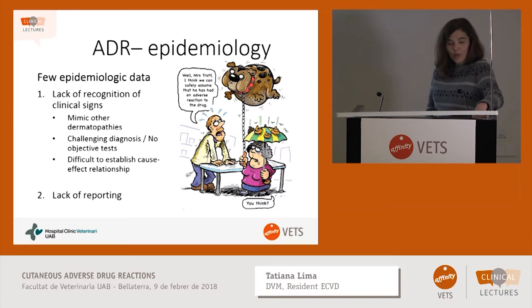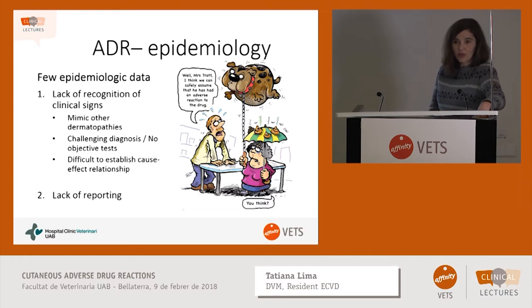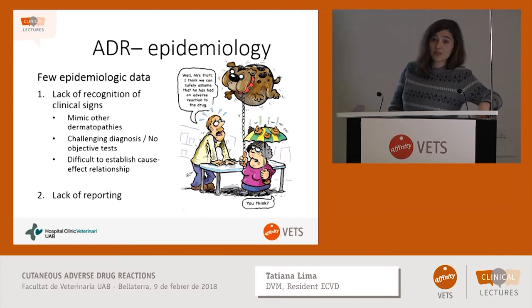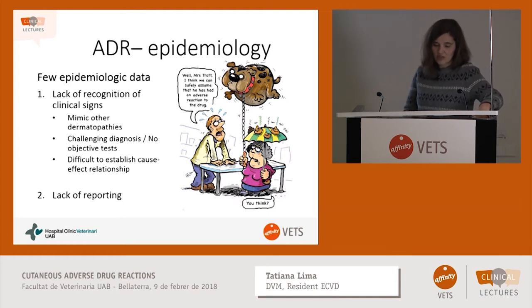And why is that? Why is it so hard to have good epidemiology in adverse drug reactions? One, because in the cutaneous adverse drug reactions, the signs may mimic other dermatopathies. So it's very easy to misdiagnose. It's very easy to miss the diagnosis. Because it's challenging and because there are not good objective tests like other clinical tests you can do to diagnose other pathologies. This doesn't happen with cutaneous adverse drug reactions. And also because there's a lack of reporting, because every day we see adverse drug reactions. Every day we see dogs with glucocorticoids that have thin skin, scaling, bad hair coat, and we don't report it.